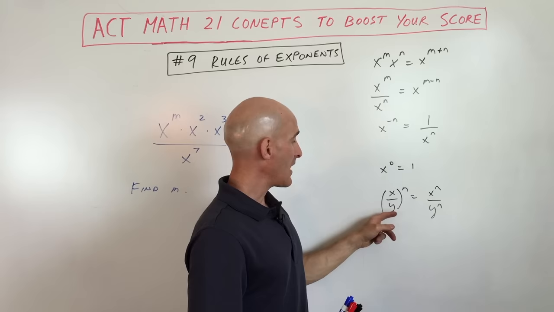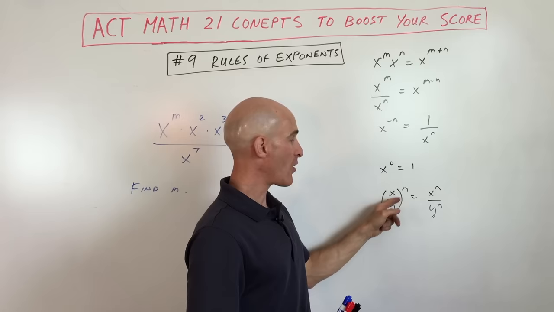And then this last one, when you have a fraction raised to a power, you can distribute that power to the numerator and the denominator. So this is x to the n divided by y to the n.